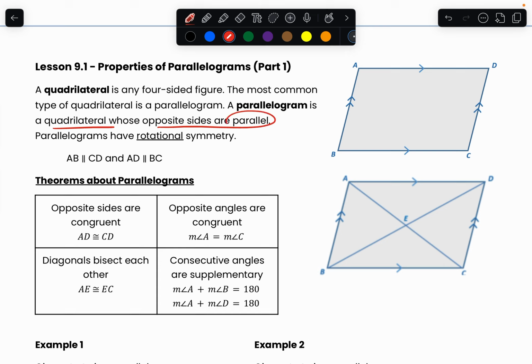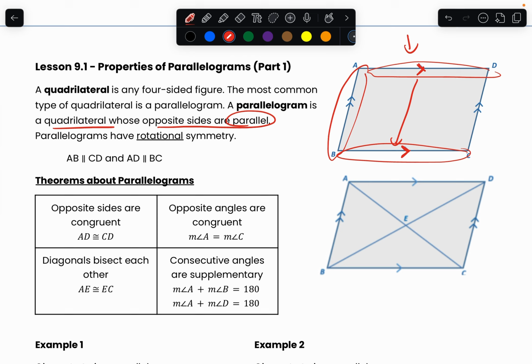So what this means, here's the shape. It's four-sided, it's going to be a quadrilateral. Now, it says opposite sides are parallel, meaning this side right here will be parallel to its opposite side, which is this side. They are parallel, which is why I have this parallel sign right here. This also means that this side will be parallel to its other side, which is right here. These two are going to be parallel as well. This is the definition of a parallelogram.